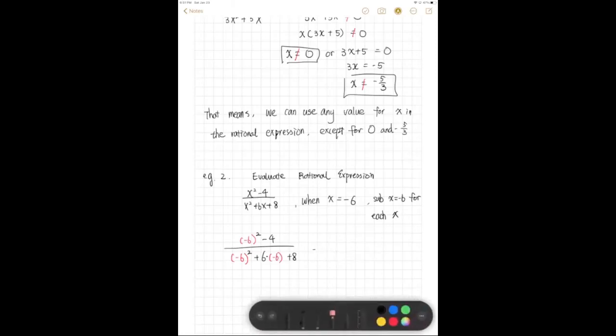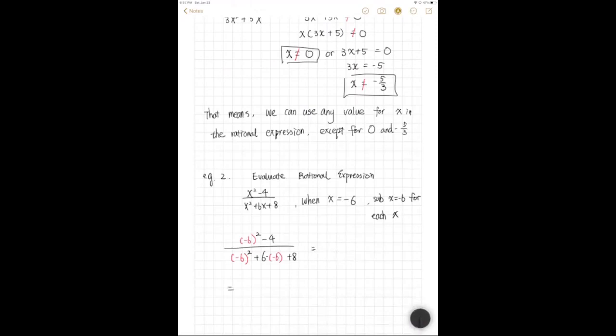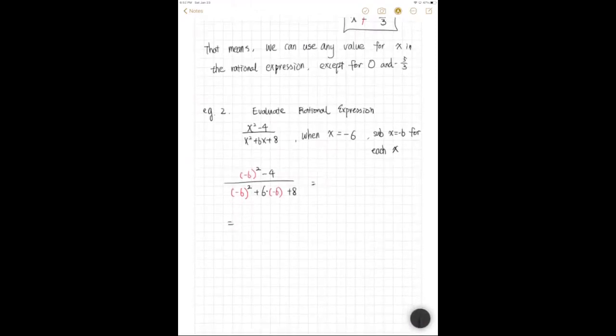Okay. So now we follow the order of operations, which is PEMDAS. What is PEMDAS?